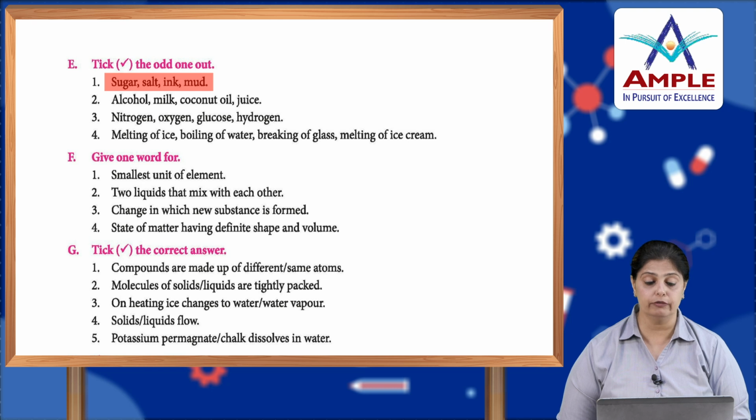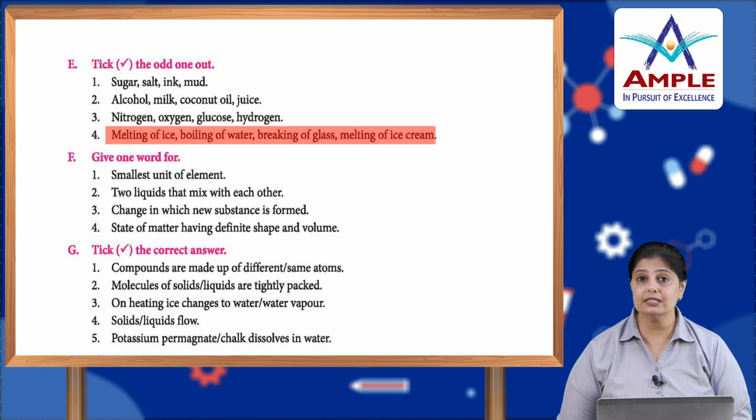It cannot dissolve. Alcohol, milk, coconut oil or juice. It is coconut oil because it is not soluble in water. It is immiscible. Nitrogen, oxygen, glucose or hydrogen: glucose. Rest of them are gases. Melting of ice, boiling of water, breaking of glass, melting of ice cream. So, what is it? It is breaking of glass.